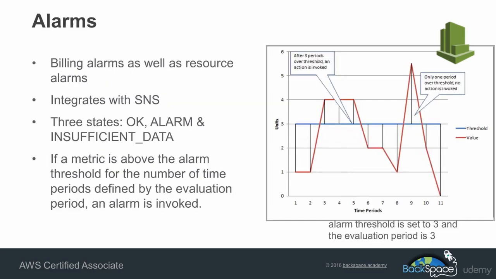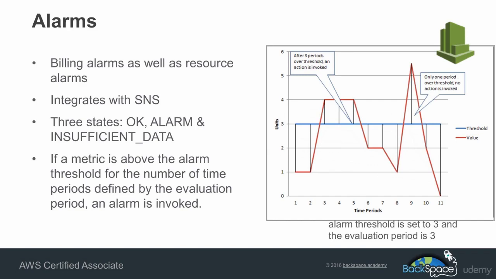So you need to really not only understand alarms occur, but the way in which they occur and how they are invoked. So again, we can have billing alarms as well as resource alarms, so be aware of that, and we'll have a look at how we utilize billing alarms at the end of this lesson. We know that it integrates with SNS and does that quite well. We know that there are three states: OK, alarm, and insufficient data. So we just need to make sure that we fully understand how an alarm is invoked and when it is actually invoked and under what conditions.